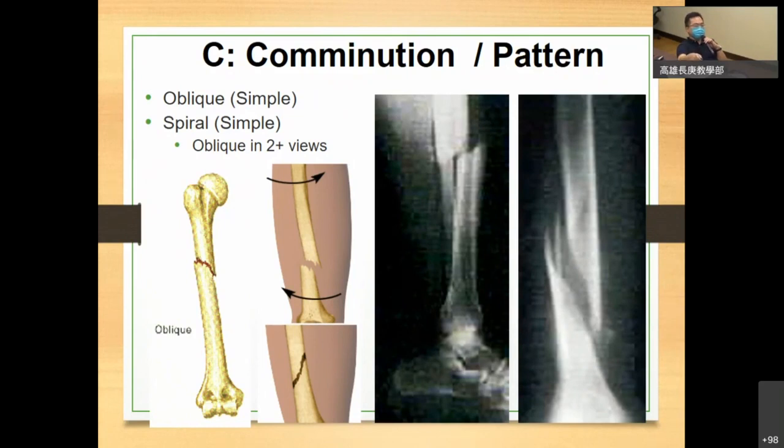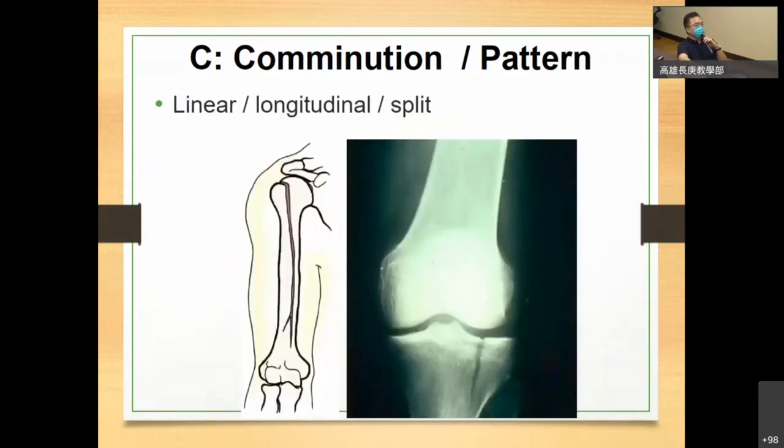For the oblique fracture, the mechanical force is always a bending force that makes the bone fracture a little oblique rather than transverse. For a spiral fracture, the major injury mechanism is always torsion, the bone is twisted to fracture. Another term is the linear or longitudinal fracture, like this picture. A linear fracture means the fracture line is only one line, maybe with one cortex involved. We can also say the linear or longitudinal fracture is an incomplete fracture.